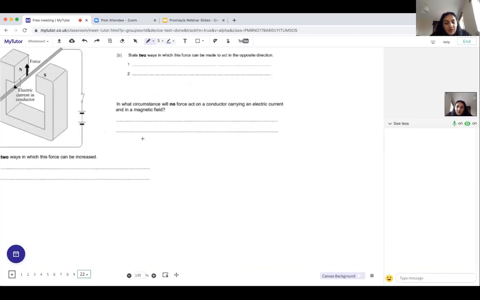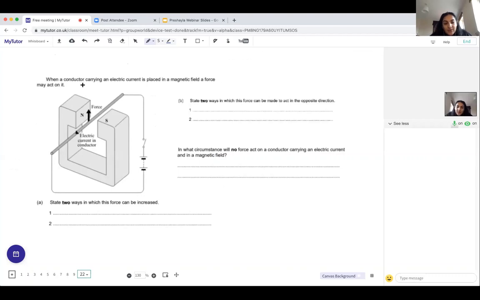Okay, so this is going back to what we were talking about earlier. When a conductor carrying an electric current is placed in a magnetic field, a force acts on it. We're not touching it. It's because of the interaction of the magnetic field of the wire and the existing magnetic field, which create this force. That's the motor effect. Now, how can we increase this force? What do you think we could do?